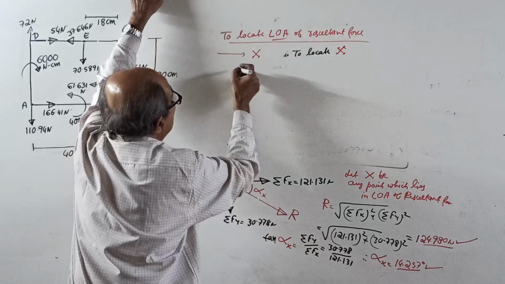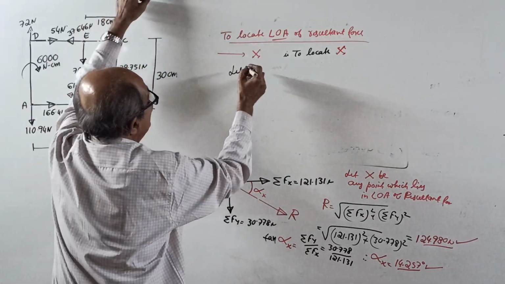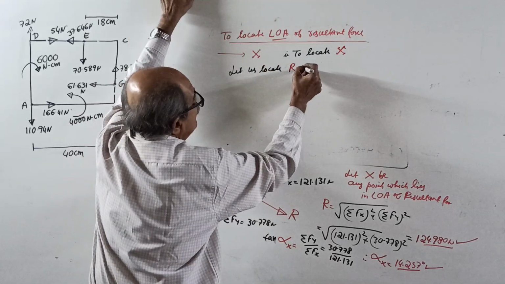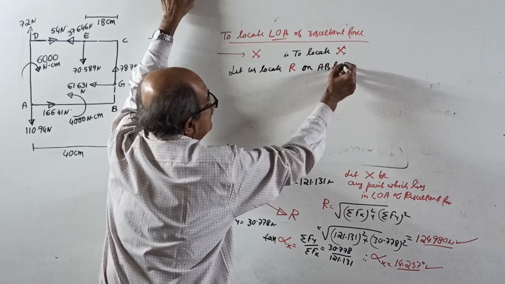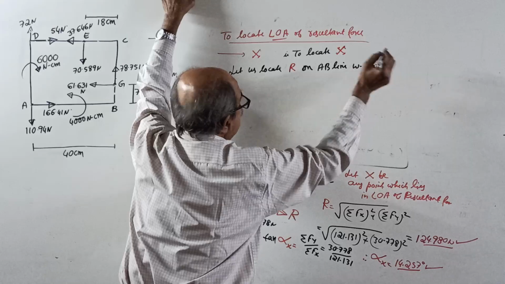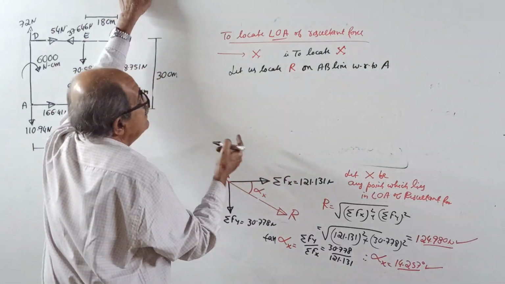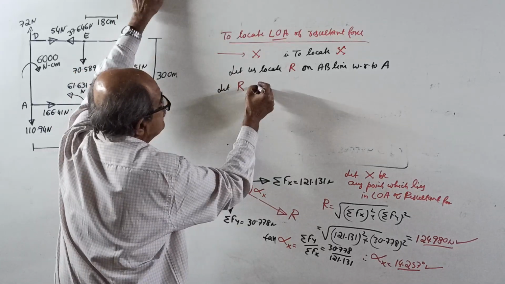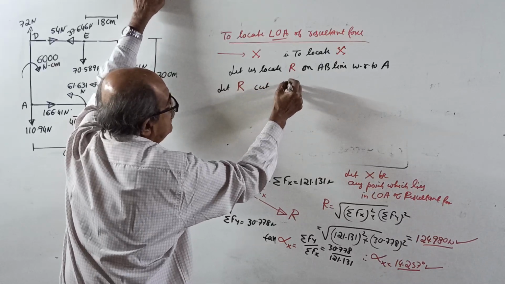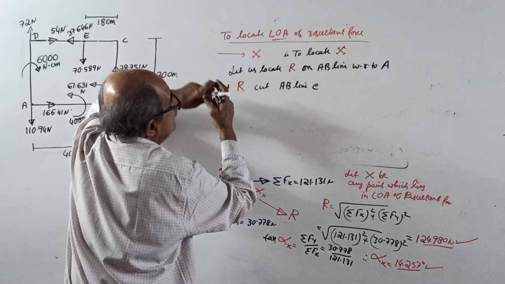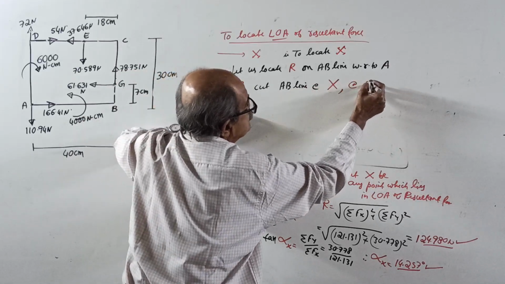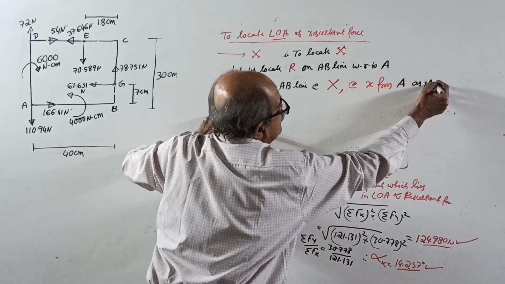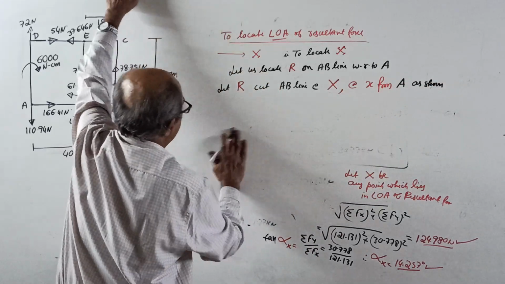Now let us locate the resultant R on the AB line with respect to A. Next, let the line of action of resultant R cut the AB line at x, at a distance small x from A, as shown.